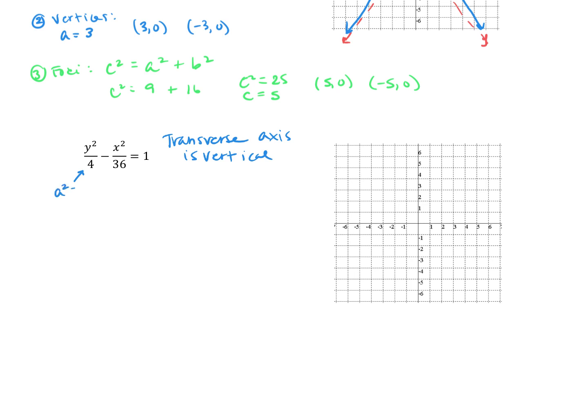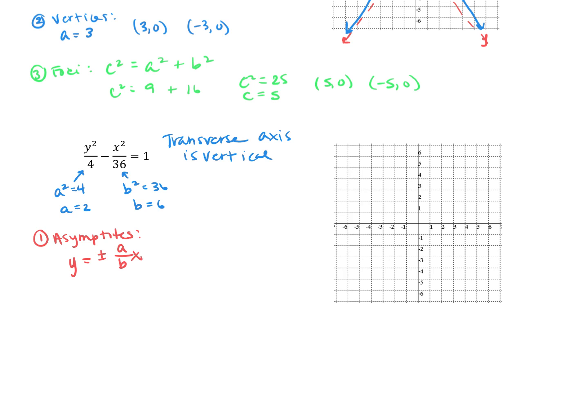That a squared is equal to 4, so we know a is 2. This is our b squared equal to 36, so b is 6. All right, first thing we find are those asymptotes. When you have a vertical transverse axis, the asymptote equation is opposite of what we just did, or kind of flipped. y equals plus or minus the a over the b creates our slope with our x.